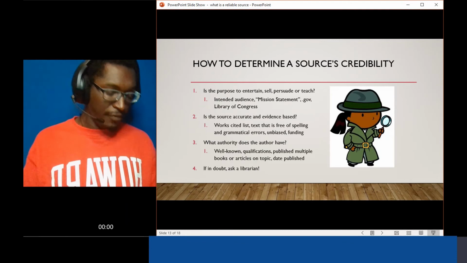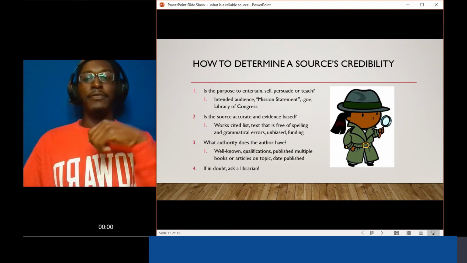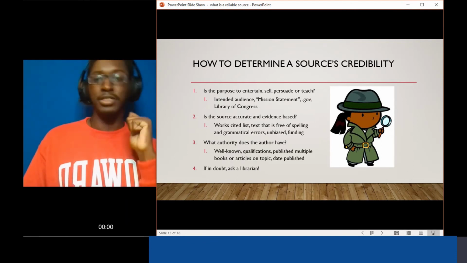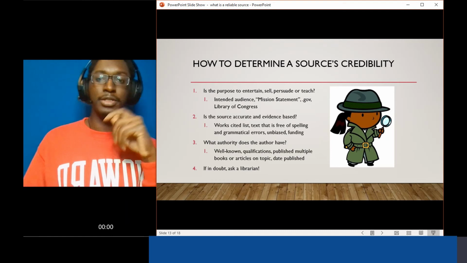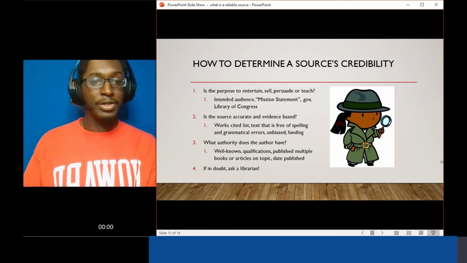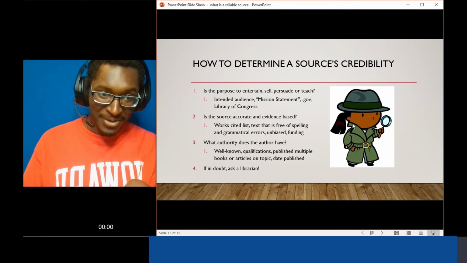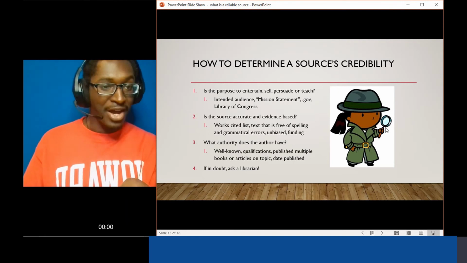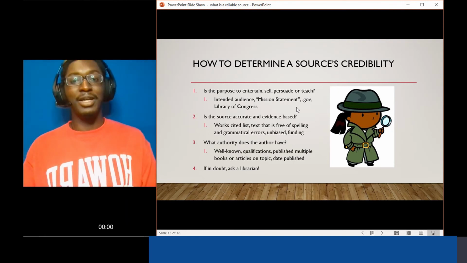Now, I will give you the answer, but first let's figure out what questions we need to ask in order to determine the credibility or the reliability of a source. Y'all know I love my girl right here, right? She's investigating, she's finding out. This is what you got to do. You got to be like her.